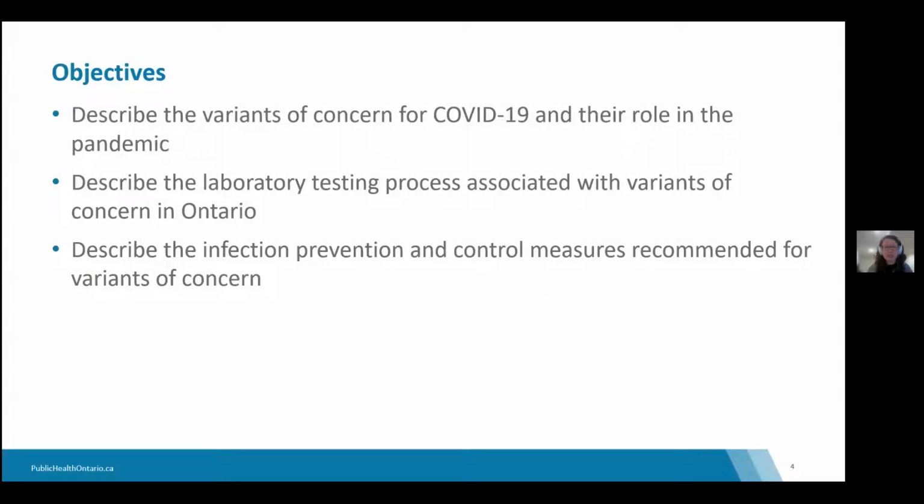So the objectives of today's session are threefold. Firstly, we're going to describe variants of concern for COVID-19 and their role in the pandemic. Secondly, to describe the laboratory testing process associated with variants of concern in Ontario. And thirdly, to describe the infection prevention and control measures recommended for variants of concern.